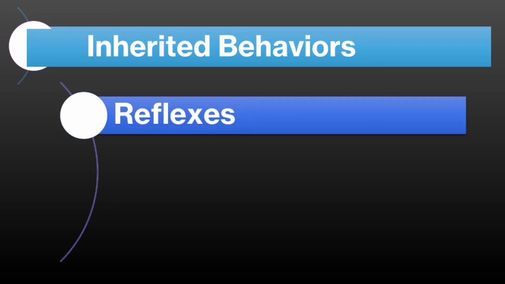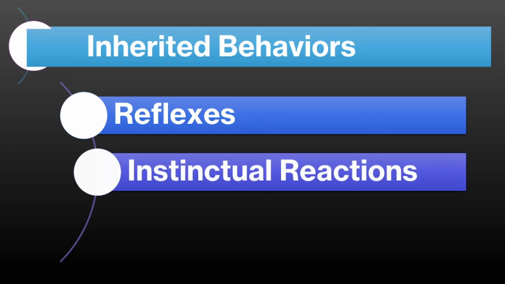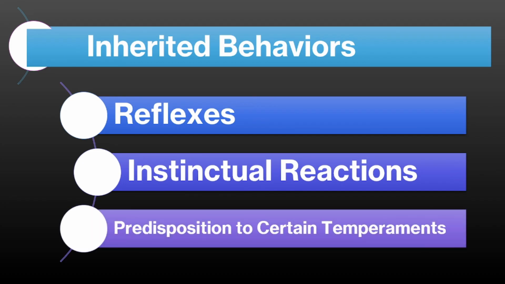Examples. Reflexes. For example, the sucking reflex in newborns is an automatic response. When something touches their lips, they instinctively suckle. This behavior is crucial for feeding and survival. Instinctual reactions. Another example is the fight or flight response. This physiological reaction prepares our body to either fight or flee from perceived threats. It's an inherited survival mechanism.